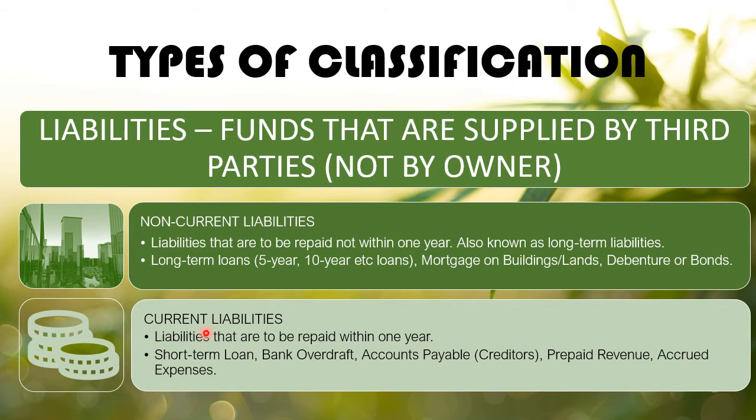And then current liabilities are all liabilities that are to be repaid within 1 year. Hutang jangka masa pendek yang kita kena bayar balik dalam masa setahun. For example, short term loan, 3 bulan pinjaman, 6 bulan pinjaman, 9 bulan pinjaman.